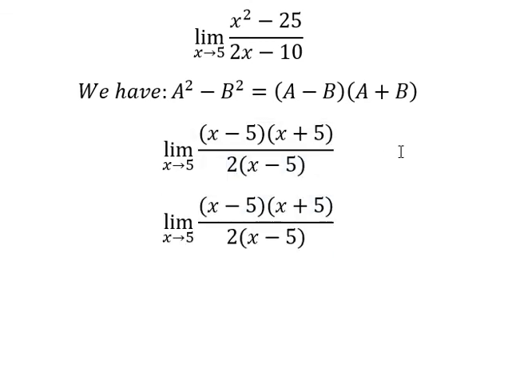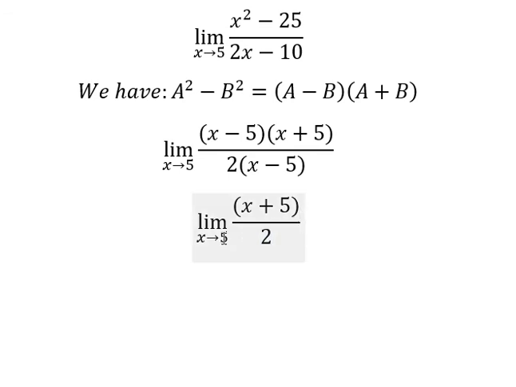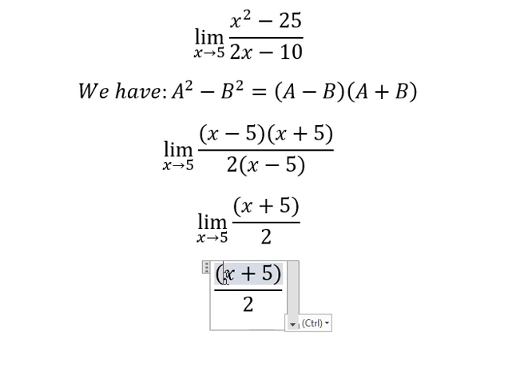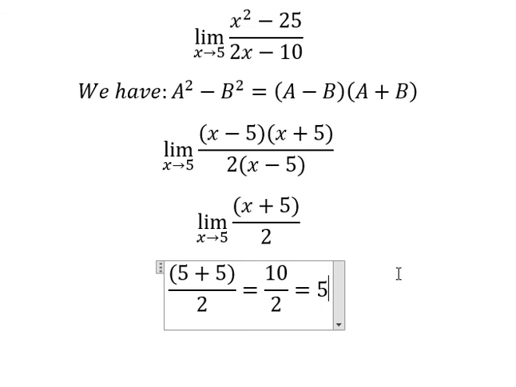So we simplify x minus 5 on numerator and denominator. And now I can put number 5 in here. And you get 10 over 2. And you get number 5.